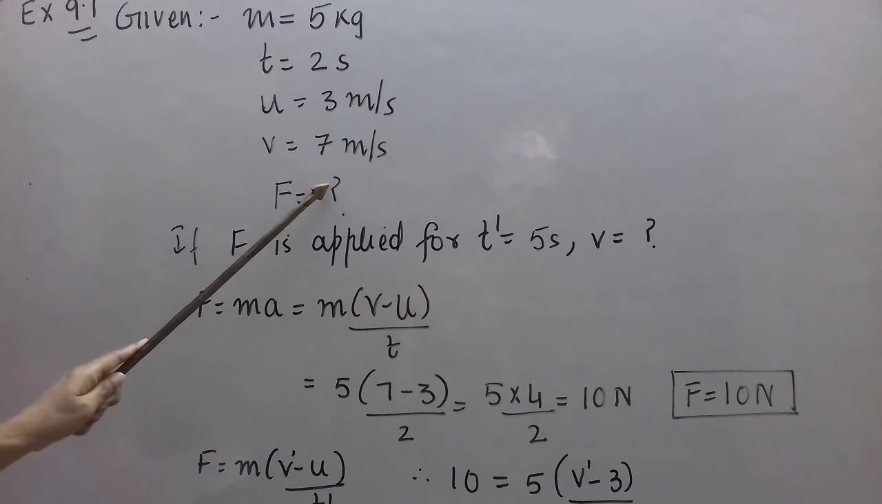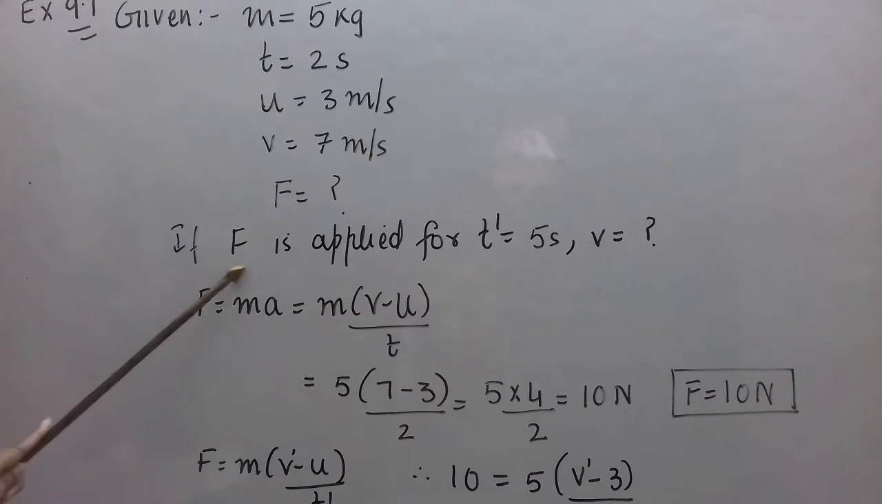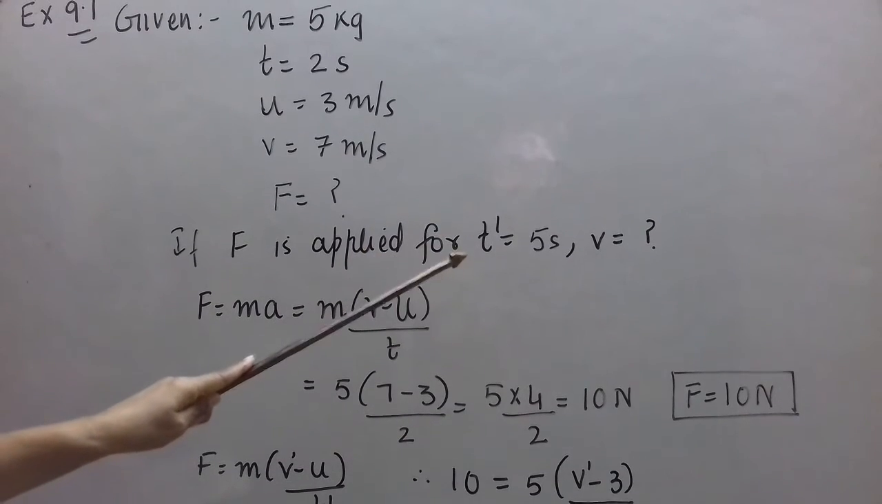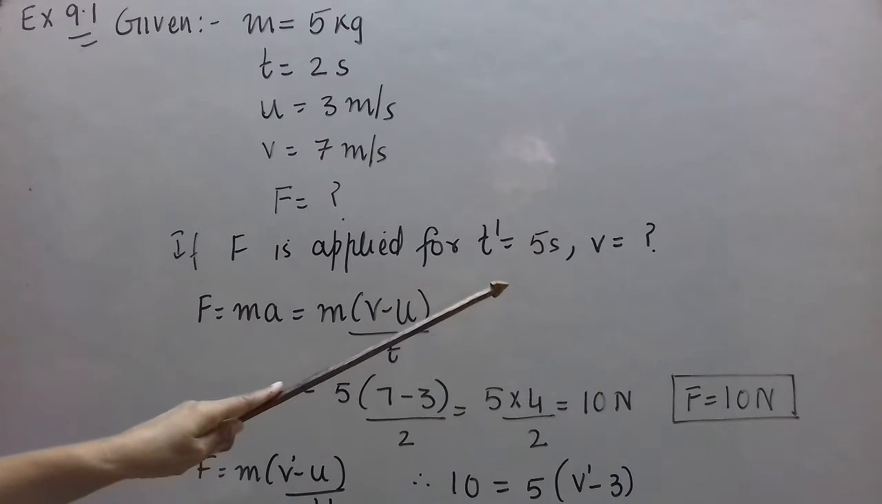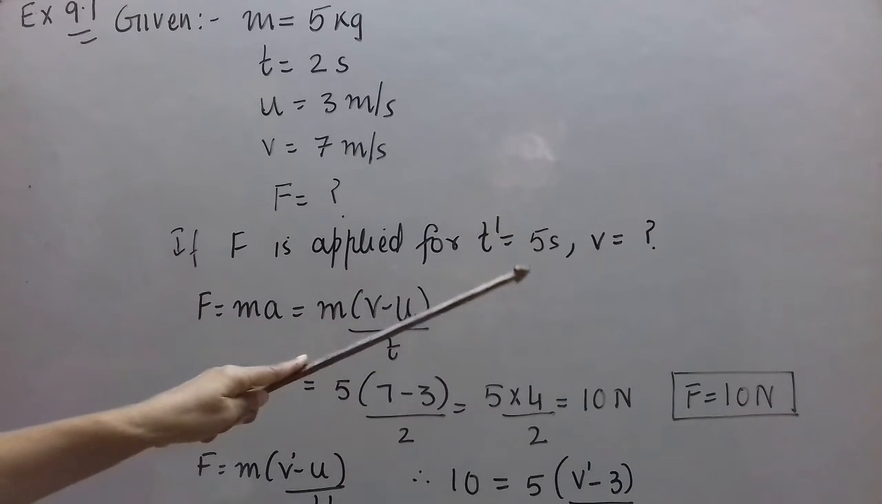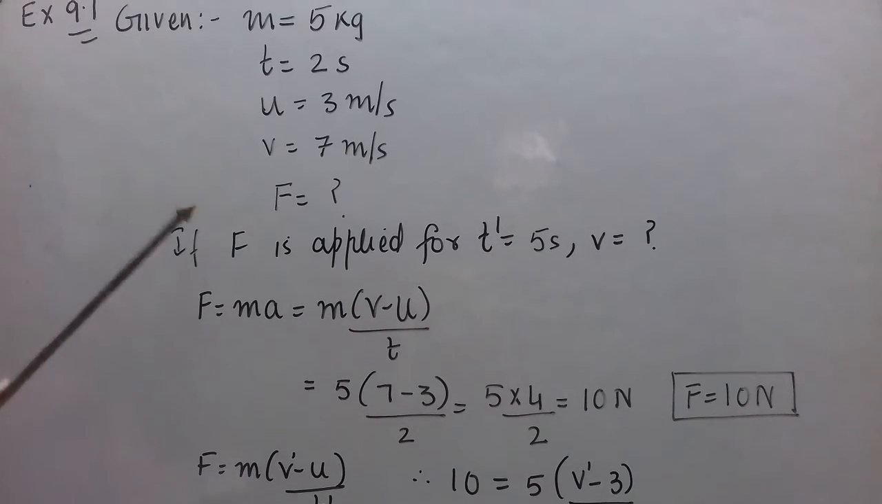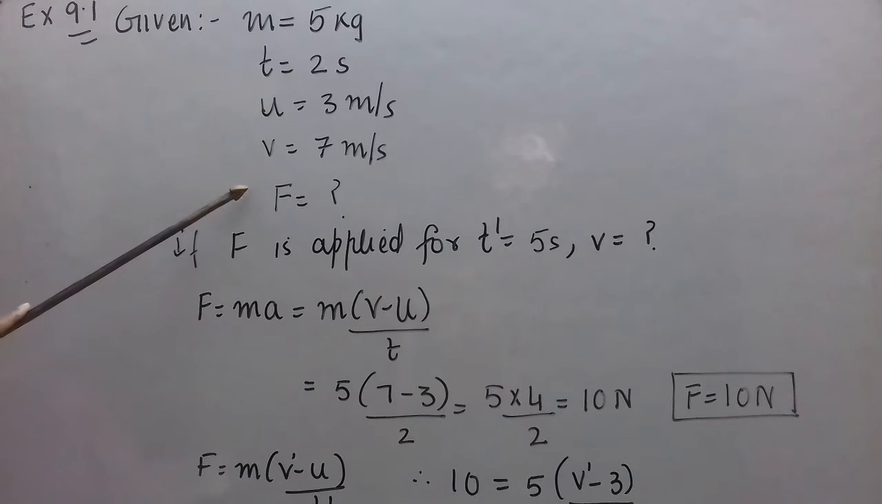And also you have to write, if the force were applied for a duration of 5 seconds, so if this F is applied for time t dash is 5 seconds, what would be the final velocity v? Okay, and I can write v dash there, since I have taken t dash. Now, any conversion required? No, everything is in SI system of units.